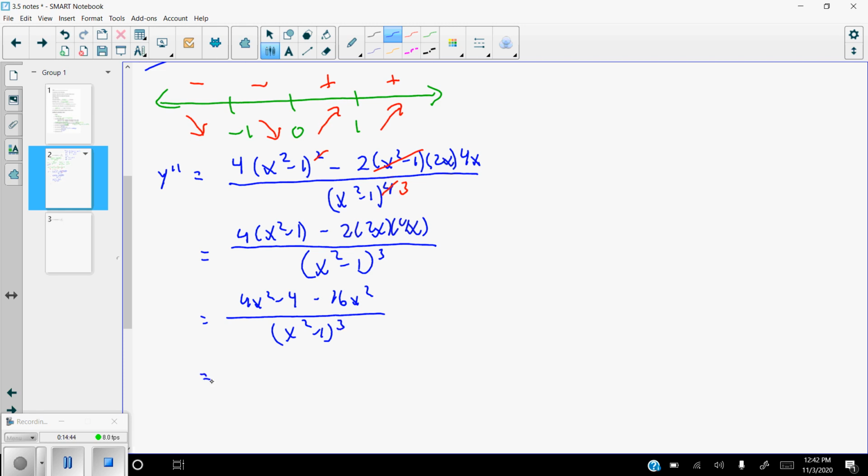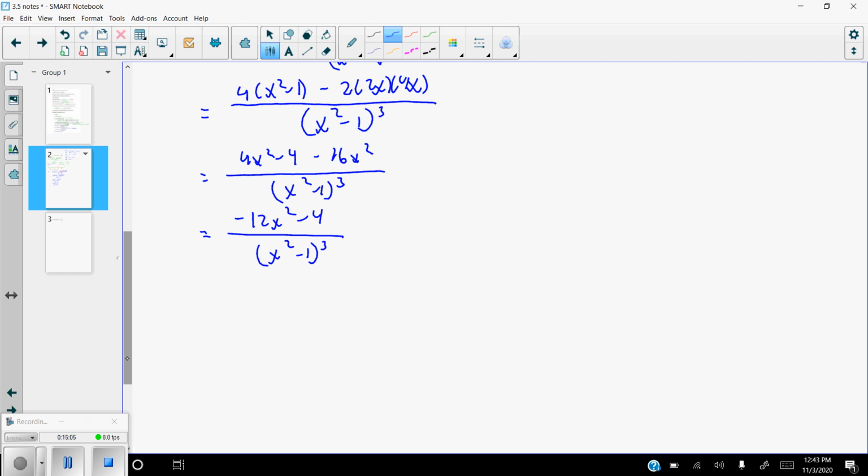And then simplifying that one more time, that's going to give us negative 12x squared minus 4 over x squared minus 1 cubed. And again, we're trying to figure out where this is equal to 0 or where it's undefined. So we're going to take the numerator and set it equal to 0, and we're going to take the denominator and set it equal to 0.